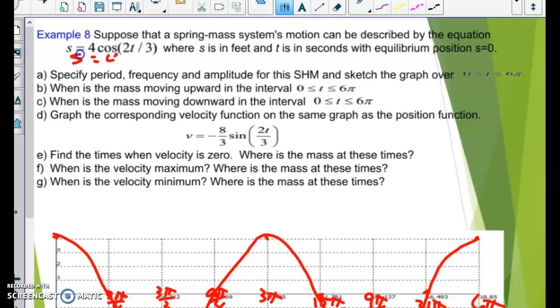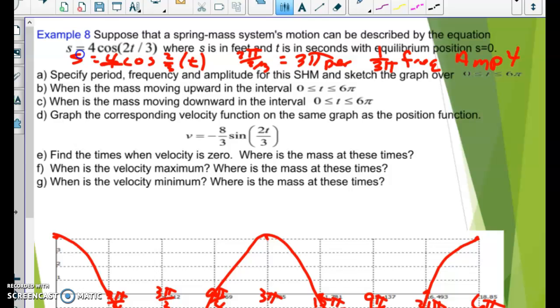So if S is equal to 4 cosine, I'm going to put it in standard form. I know that to find my period, because it's a cosine, I take 2 pi divided by 2/3, which gives me 6 pi over 2, which is 3 pi. That's my period. And if that's my period, then the frequency is going to be 1 over 3 pi. And the amplitude is the number in front, so my amplitude is going to be 4.